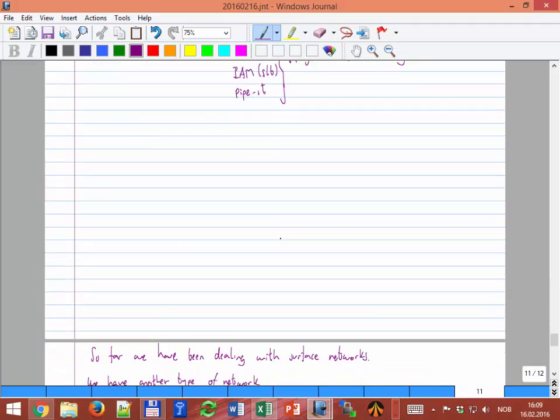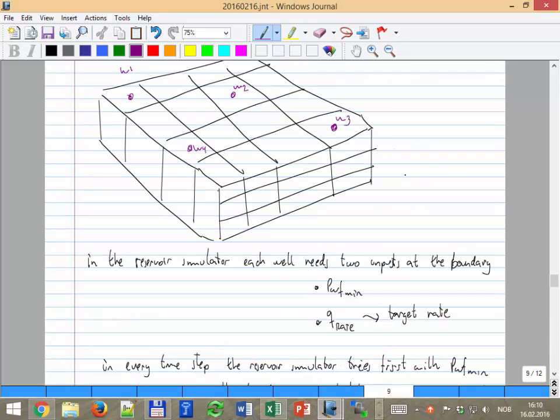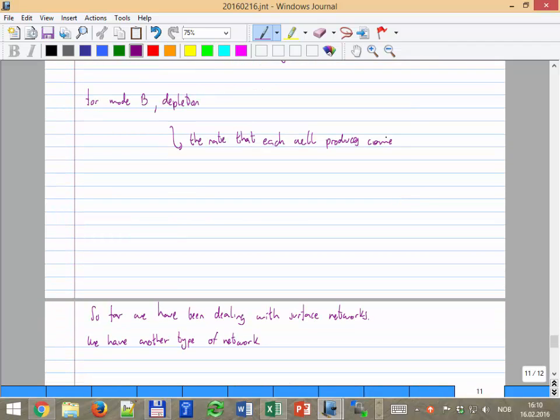Okay, then for depletion, for mode B, really the rate that I can produce from each well comes given by just the flow equilibrium. And for that the network is particularly important. The network is the one that is going to tell me how much I'm going to produce from each well. And the purpose here is, of course, to produce as much as possible.